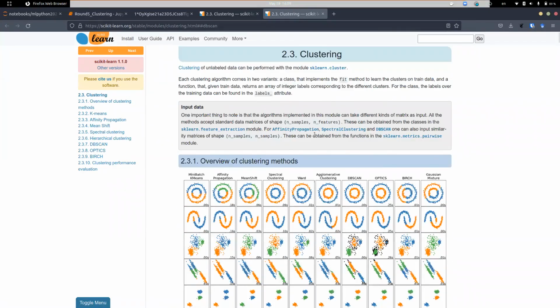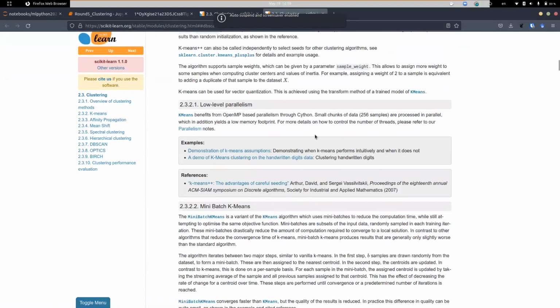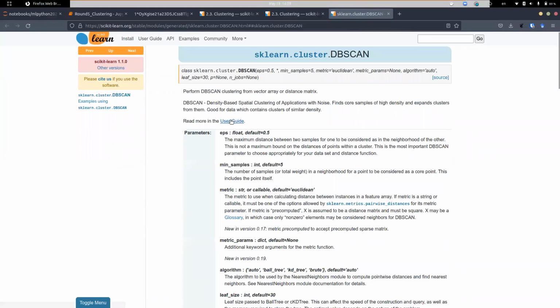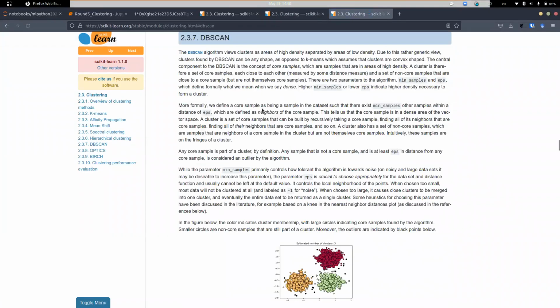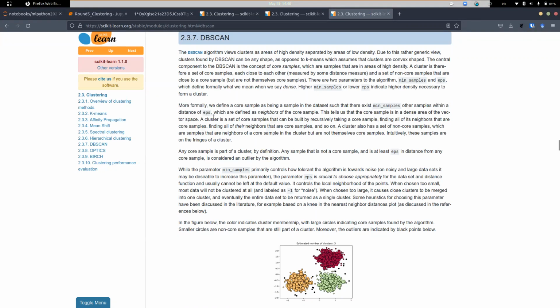Wait. Yeah, I think that's the wrong link. I will fix it. Yeah, this should be the link. So here it says how min_samples and the epsilon parameters work.